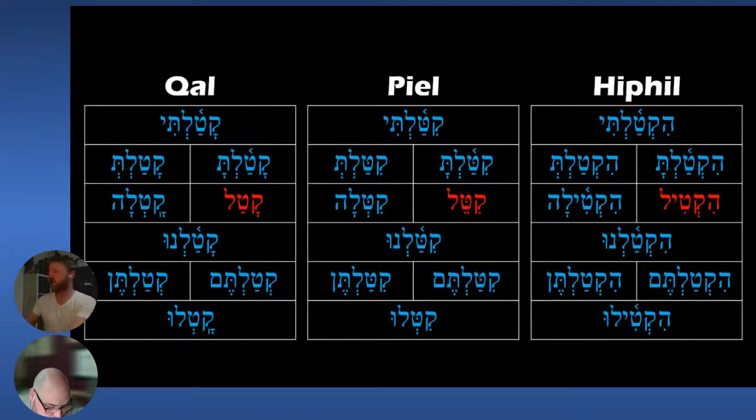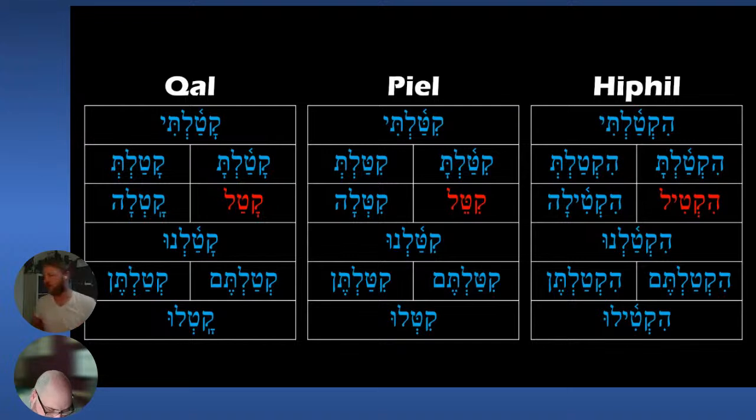Hishlachta. Hishlacht. Hishliach. Hishlicha. Hishlachnu. Hishlachtem. Hishlachten. Hishlichu. Okay, by now, I hope that you're starting to feel the pattern.